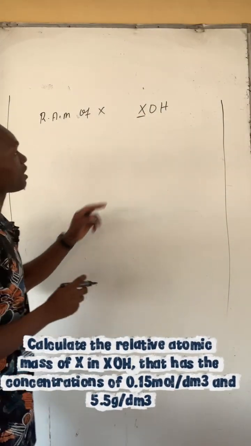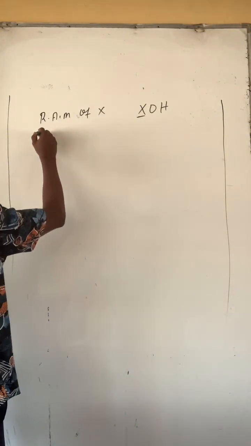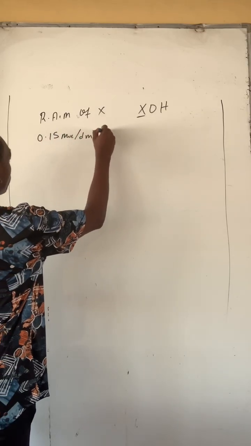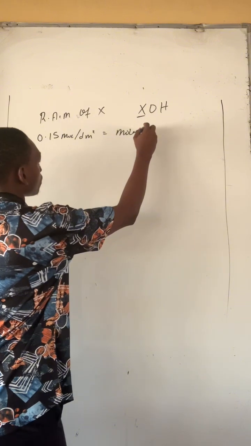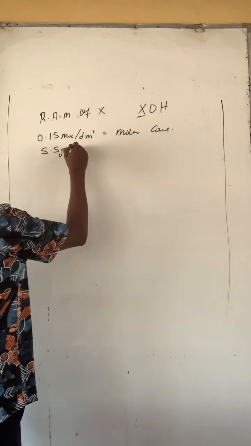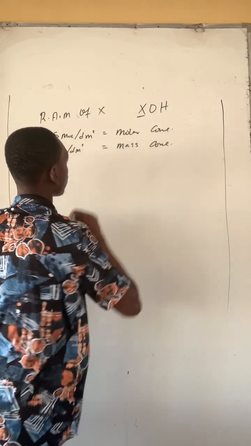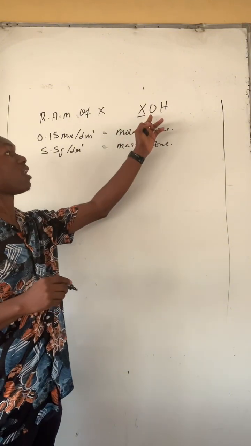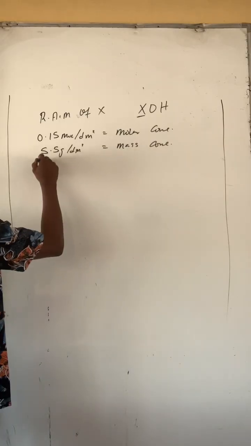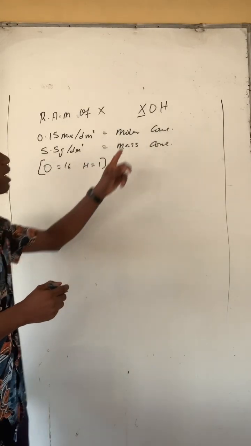We are given that this particular compound, XOH, has a concentration of 0.15 mole per dm cube. That is the molar concentration, and it also has a concentration of 5.5 gram per dm cube. That is the mass concentration. And we are also given the mass numbers of oxygen and hydrogen. Oxygen is 16 and hydrogen is 1, but we don't know the mass of X.